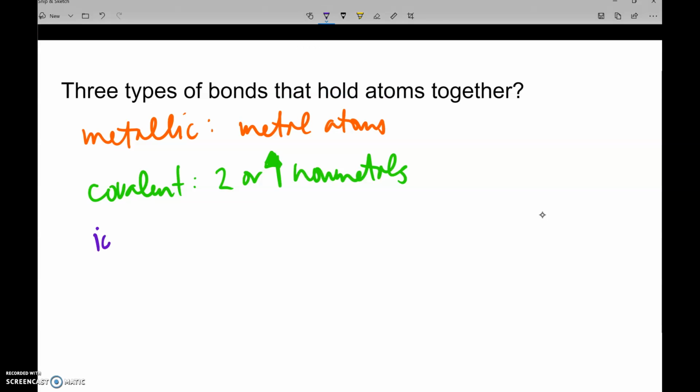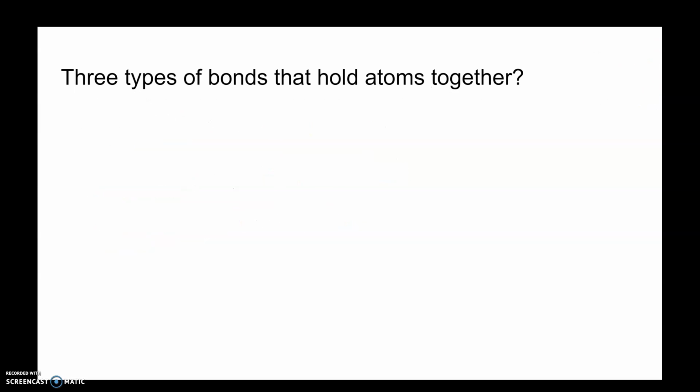And the last one is ionic, and this one is when we have a metal plus a nonmetal. Okay, so those are the types of atoms that we're talking about, metals and nonmetals.